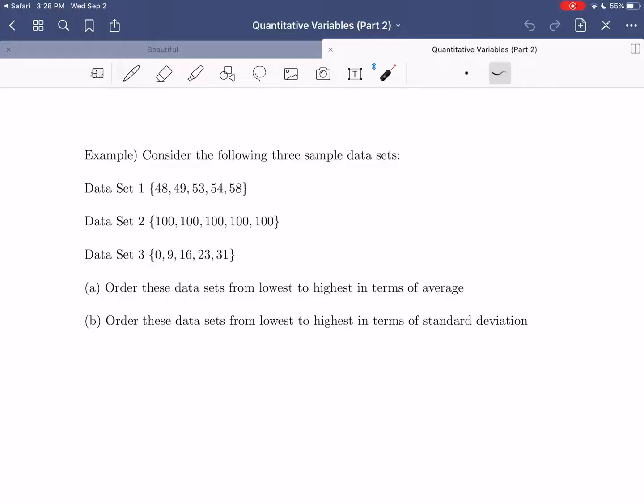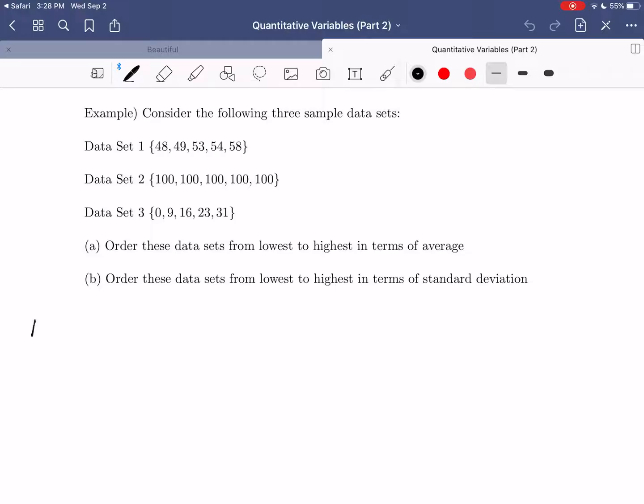This should be very straightforward using our calculator. But before we do that, I'd like to make a little prediction. We should be able to use our sense of what these measures are really attempting to measure to know ahead of time how these questions should be answered, in other words, what order these data sets should have based on the average or the standard deviation. So let's make a prediction for part A. Again, we're not going to do any computation. Let's just try to make a prediction.